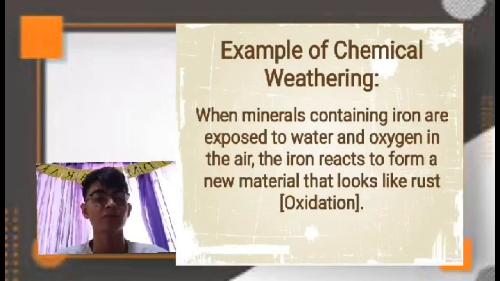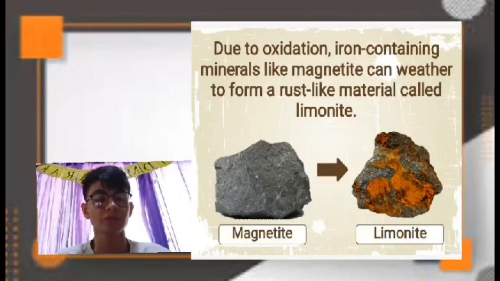Example of chemical weathering. When minerals containing iron are exposed to water and oxygen in the air, the iron reacts to form a new material that looks like rust: oxidation. Due to oxidation, iron-containing minerals like magnetite can weather to form a rust-like material called limonite.